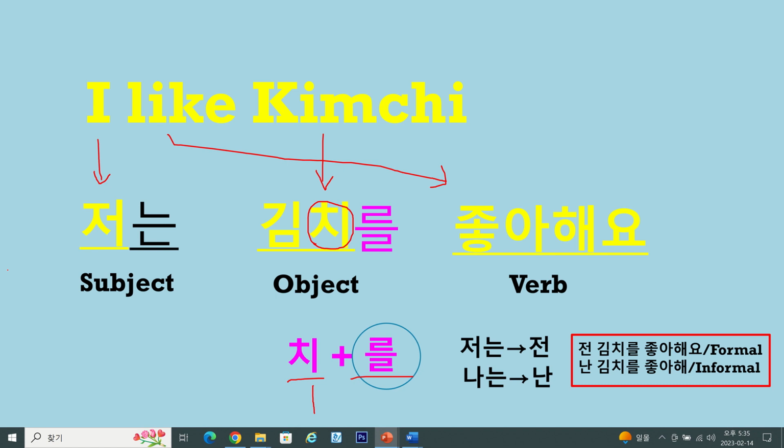And now you know why the subject marking particle 는 is needed here, right? It's a third person perspective. So subject, object, and verb. 저는 김치를 좋아해요. I like kimchi.